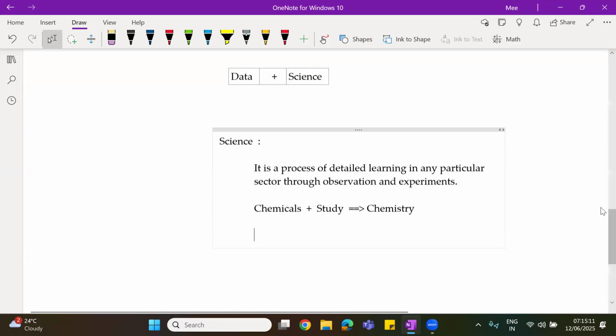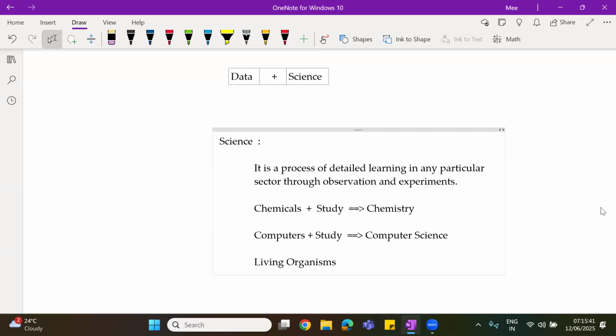Now, take another one, computers. You have studied computers for years together. What is that study called? Computer science. Again, if you take living organisms and do a study on them, this is called biology.